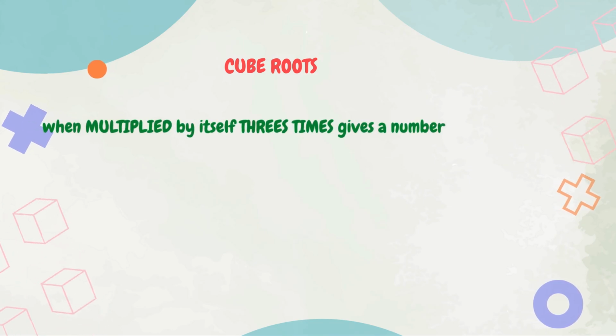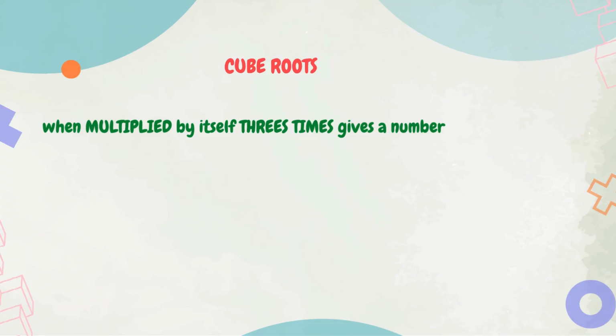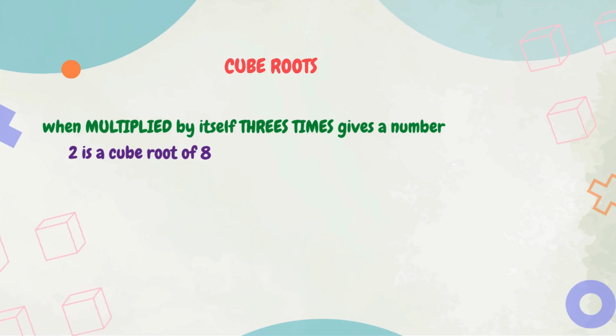A cube root is a number that, when multiplied by itself 3 times, gives a number. In other terms, a number that can be multiplied by itself 3 times to get a number. For example, you want to get 8. What number can you multiply by itself 3 times to get 8? It's 2. So 2 is the cube root of 8, as 2 times 2 times 2 gives 8.